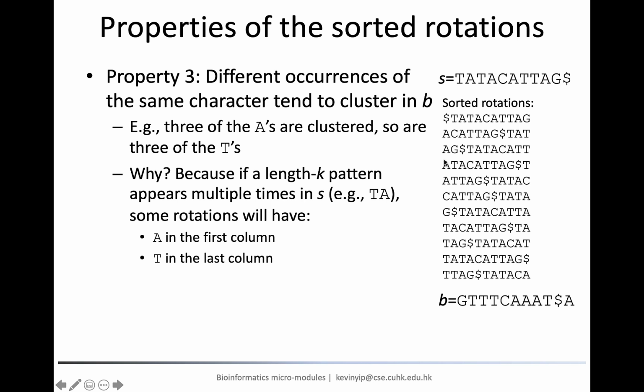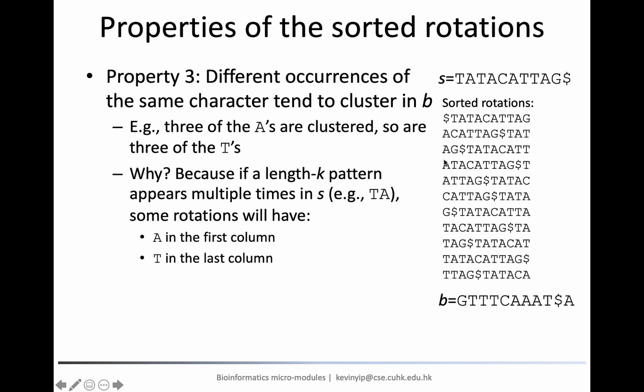In our example here, the pattern TA is only 2 characters long. If a repeating subsequence is longer, say with 10 characters, it would create an even stronger clustering effect because there is a high chance that the rotations that start with the last 9 characters of the pattern are all adjacent to each other after sorting, since it is not easy to have these 9 characters outside the pattern by chance.